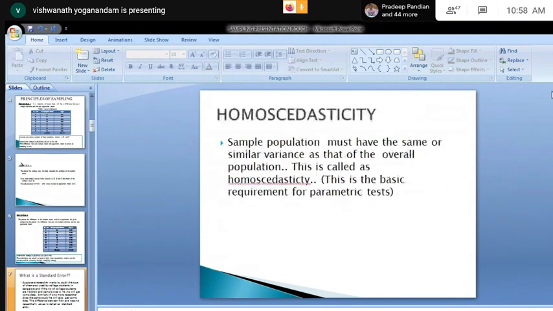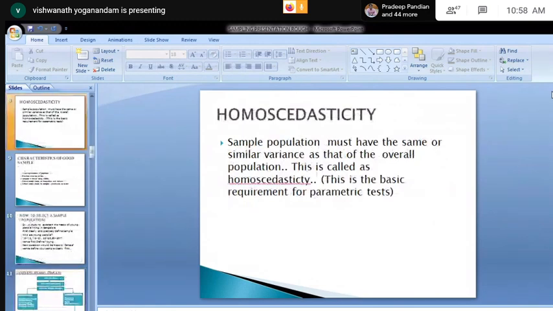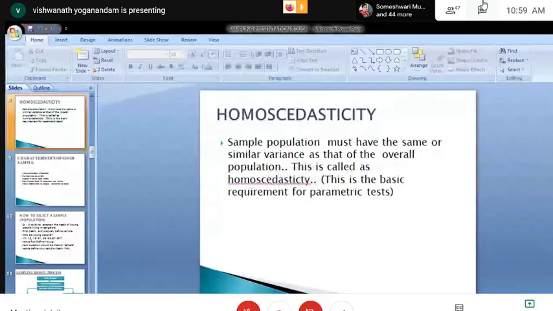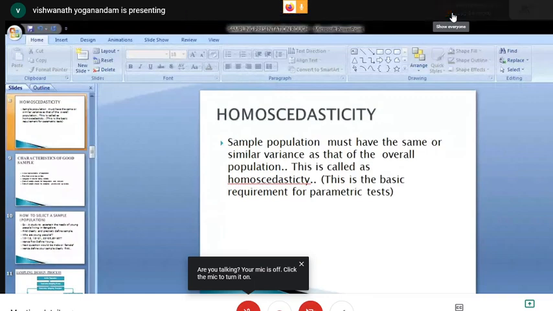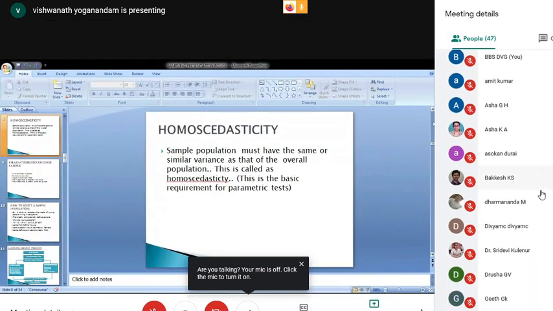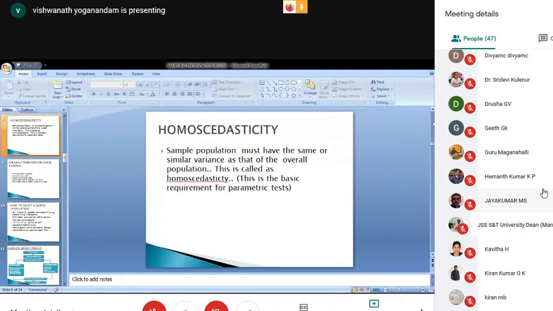Then I want to discuss one more concept called homoscedasticity. Read it and explain: the sample population must have the same or similar variance as that of the overall population. You know what variance is? The root of variance is the standard deviation. This is called homoscedasticity, and this is a basic requirement for parametric tests.